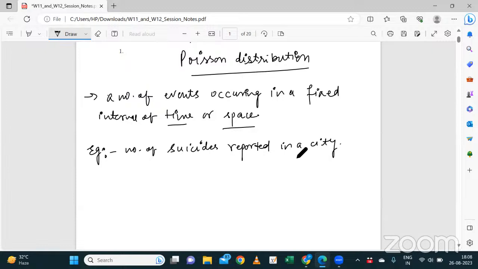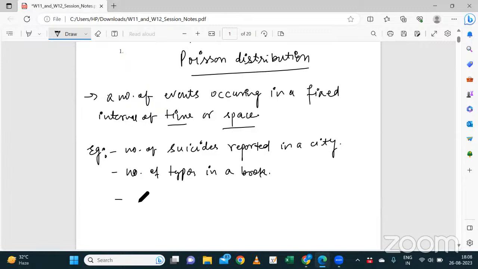So it's a space, right? An interval of space, you can say the number of typos in a book, correct? Number of typos means you can say printing mistakes, or anything else like that, okay?